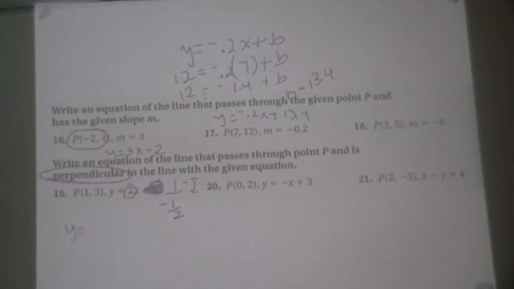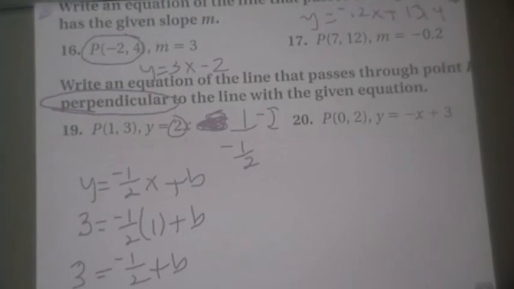So y equals negative 1/2 x plus b. Now we're going to plug in our point, 3, negative 1/2 times x, which is 1, plus b. So that's going to be negative 1/2 plus b equals 3. So b equals 3 and 1/2. So y equals, we've got to use our new slope, negative 1/2 x plus 3 1/2.